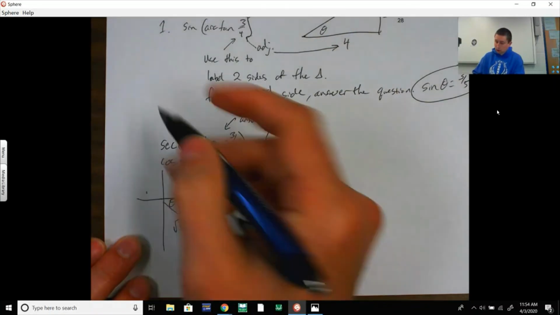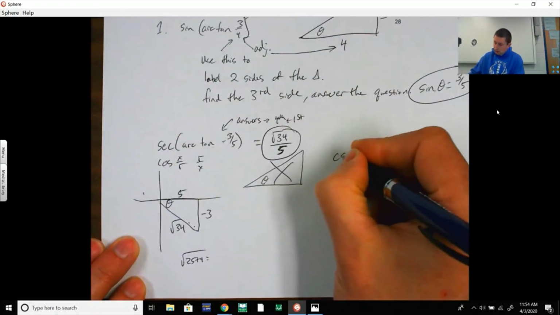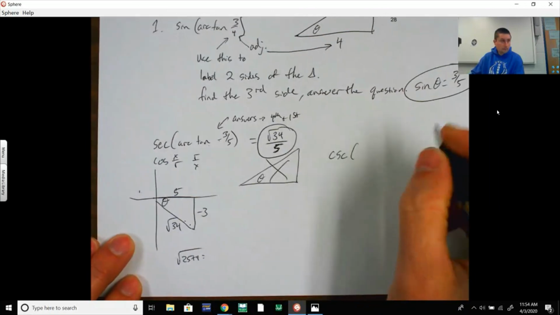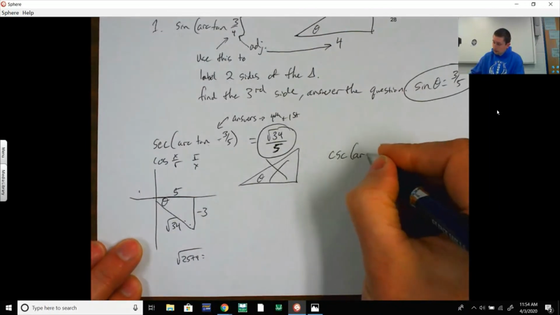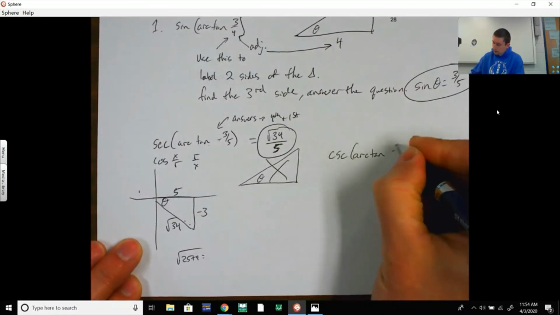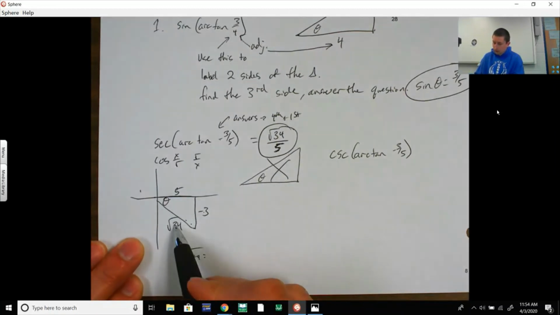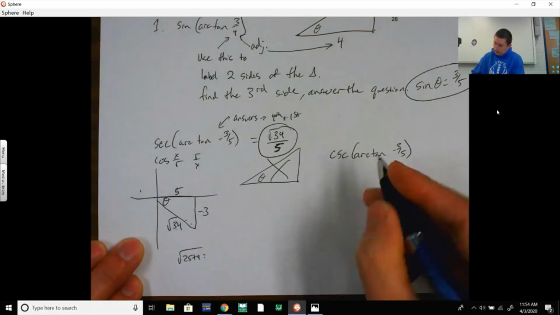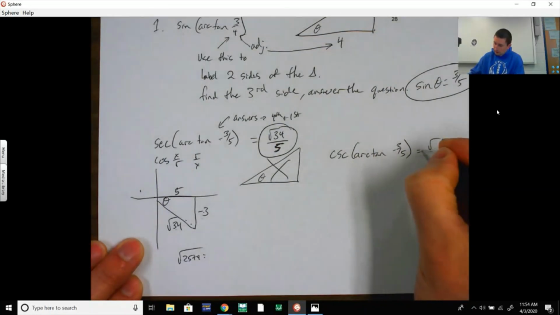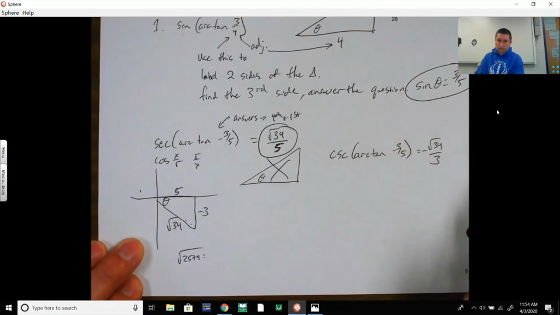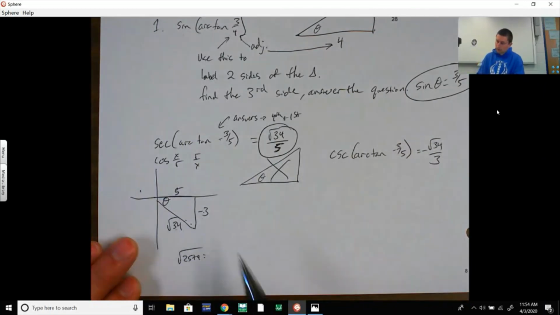Now, if I wanted the cosecant of the arctangent of negative 3/5, I would have to do opposite over hypotenuse, or hypotenuse over opposite, and that would be negative root 34 over 3. That one would be negative, because you're in the fourth quadrant. Okay, I will answer any questions you have on that.